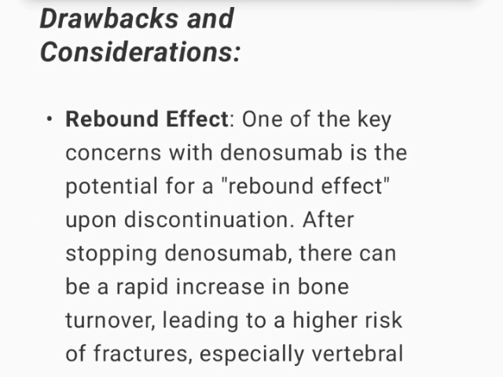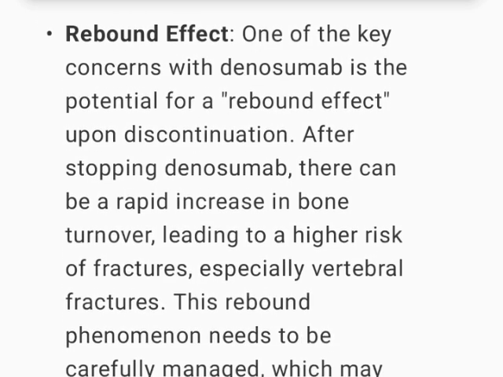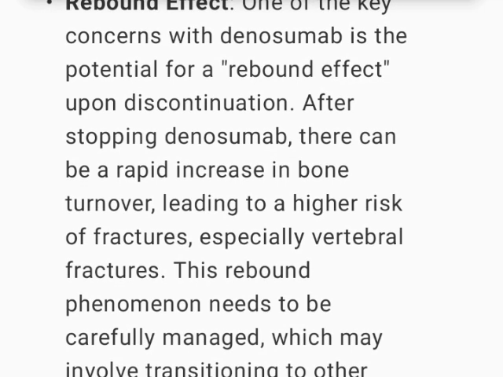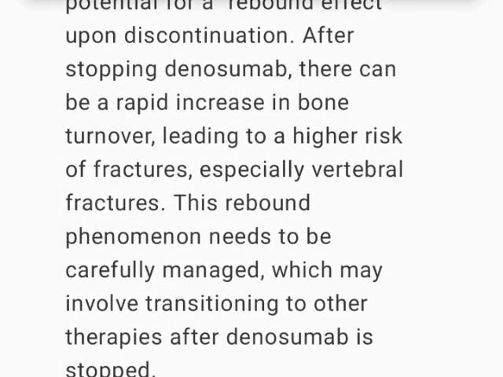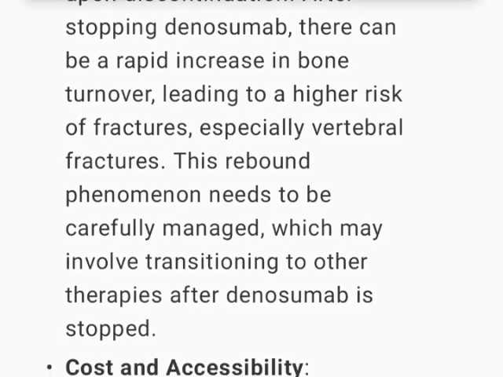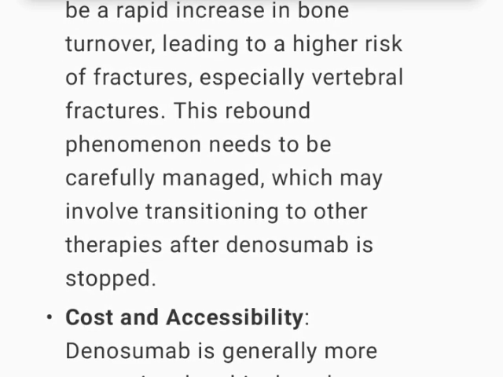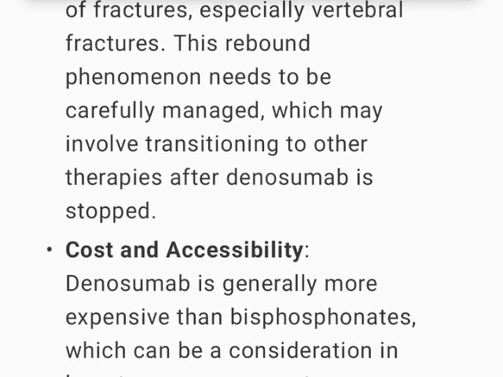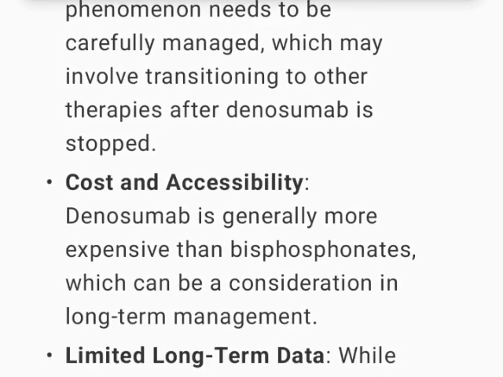Drawbacks and considerations. Rebound effect. One of the key concerns with denosumab is the potential for a rebound effect upon discontinuation. After stopping denosumab, there can be a rapid increase in bone turnover, leading to a higher risk of fractures, especially vertebral fractures. This rebound phenomenon needs to be carefully managed, which may involve transitioning to other therapies after denosumab is stopped.